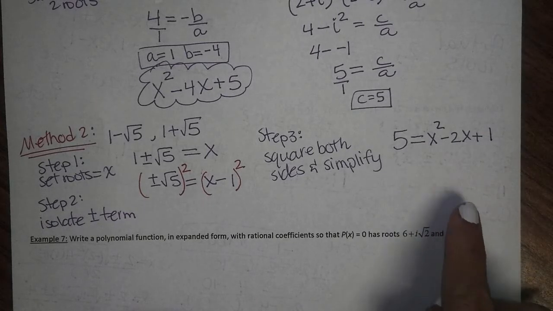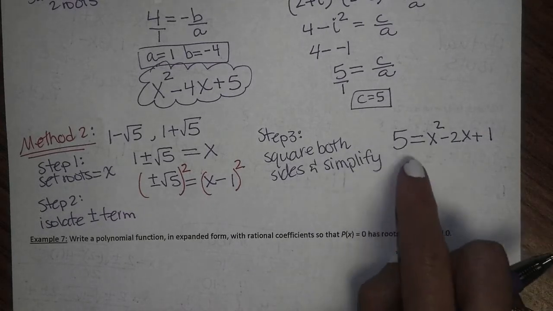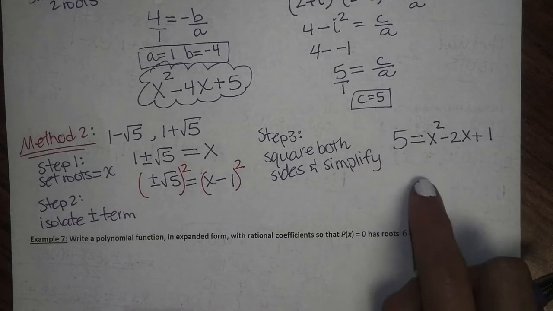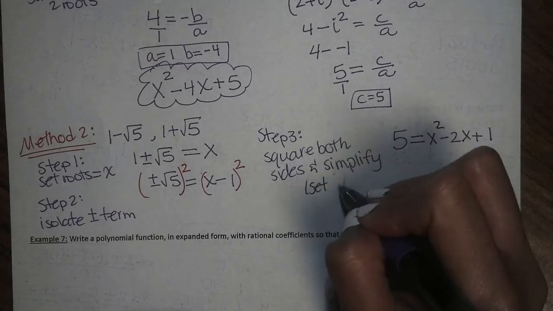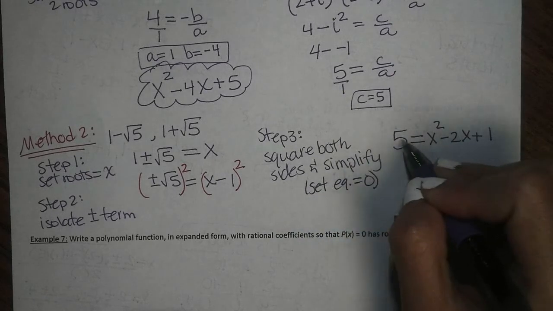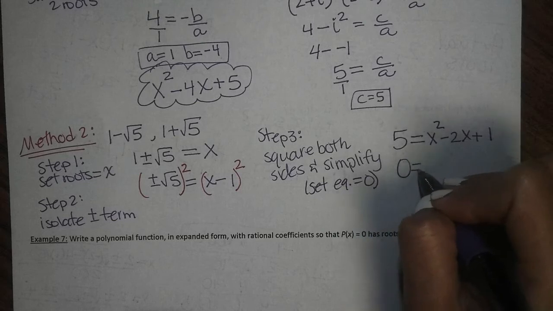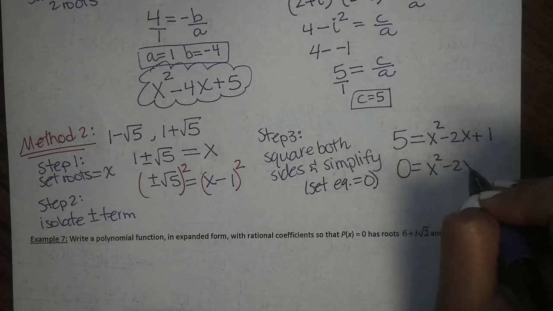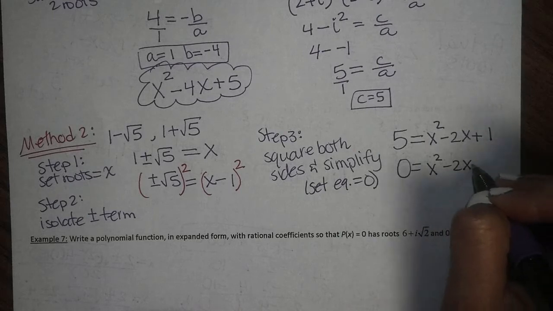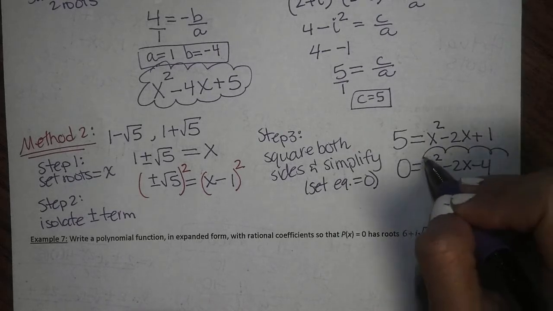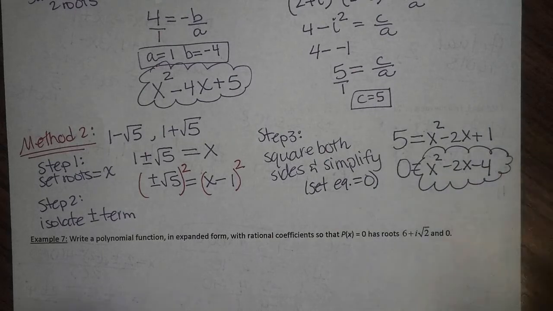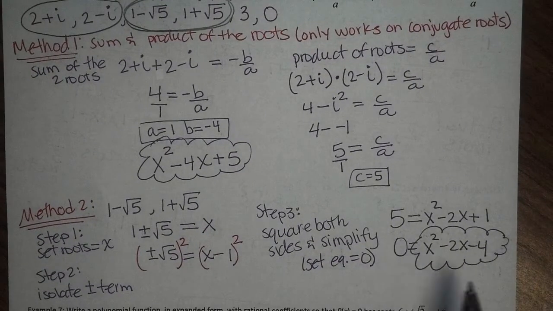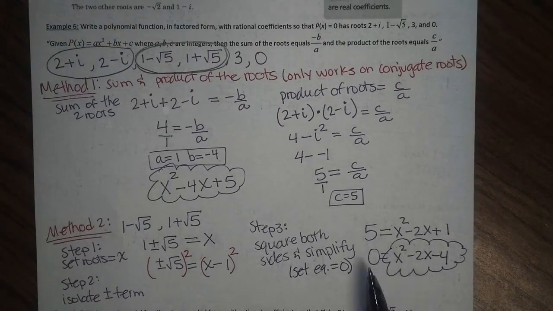Now simplify, and by simplify I mean you want to set this equation equal to 0. So let me move this 5 over to my right, and that would be x squared minus 2x minus 4. And this will be part of my final answer for example 6. So this quadratic would give me the 1 minus root 5 and 1 plus root 5 roots. So now I'm almost done.